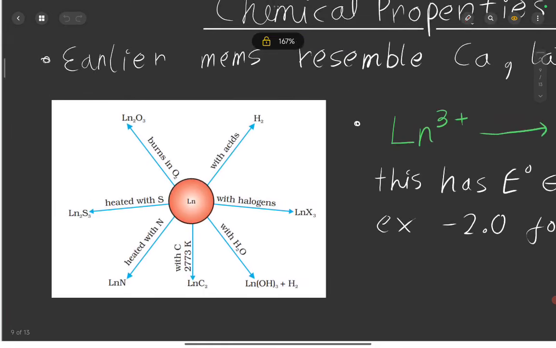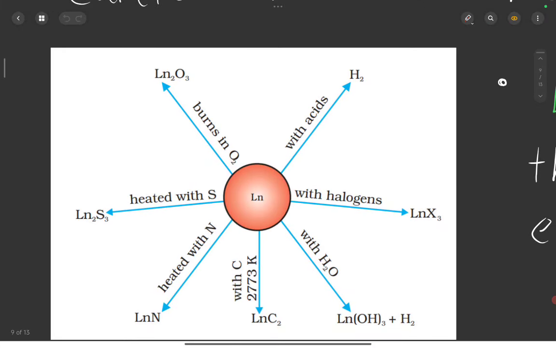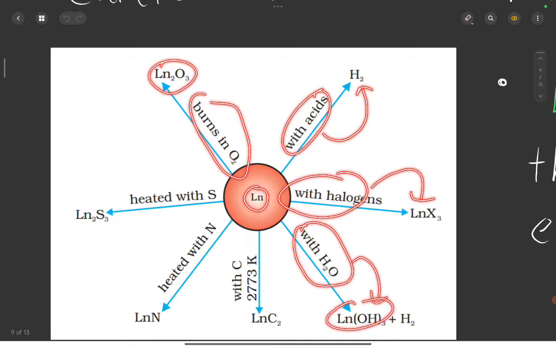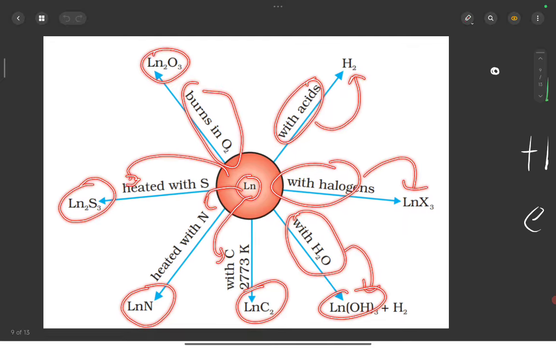Okay. Now their reactions are pretty much what you would expect with a normal atom. It burns in O2 to give Ln2O3. With acids, it liberates H2. With halogens, it gives LnX3. With water, it gives Ln hydroxide. With carbon, it gives LnC2. With nitrogen, it gives LnN. With sulfur, it gives Ln2S3.